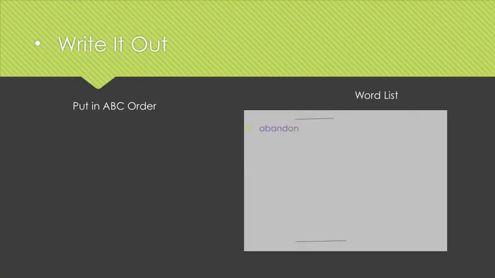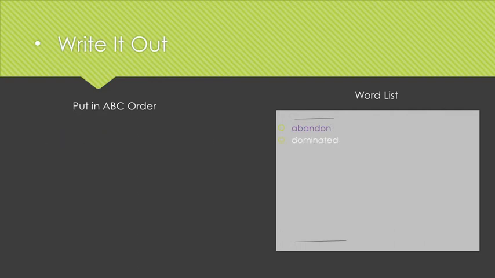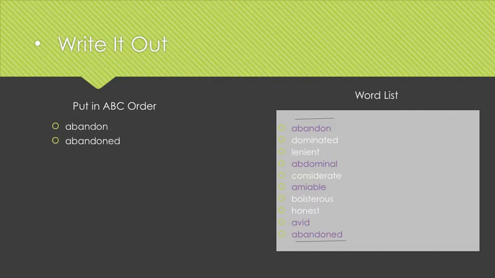I'm going to write out my list in ABC order. So I will take those words beginning with abandon, then I would add abandoned. Then I would add my next one that is A, B, D, abdominal. Then I go on to the next letter of the alphabet, and if I go through my alphabet, I've gone through A, B, C, D, E, F, G, H, I, J, K, L, M, amiable. And then my last word is avid.